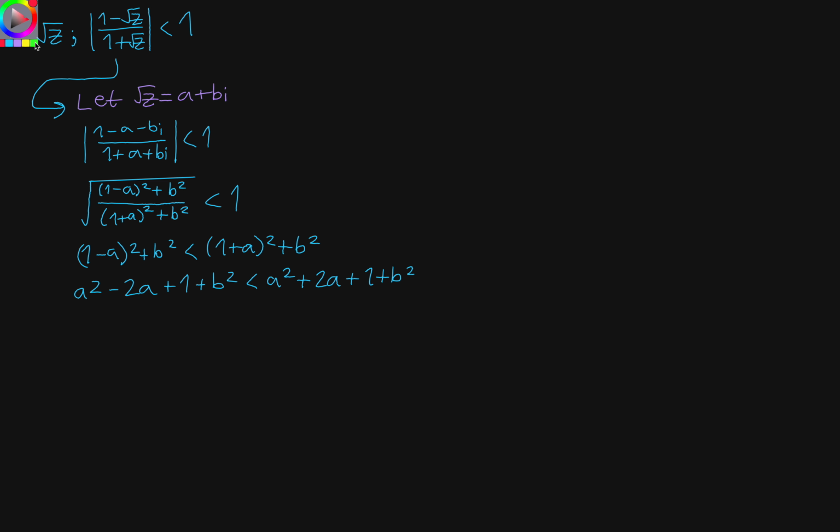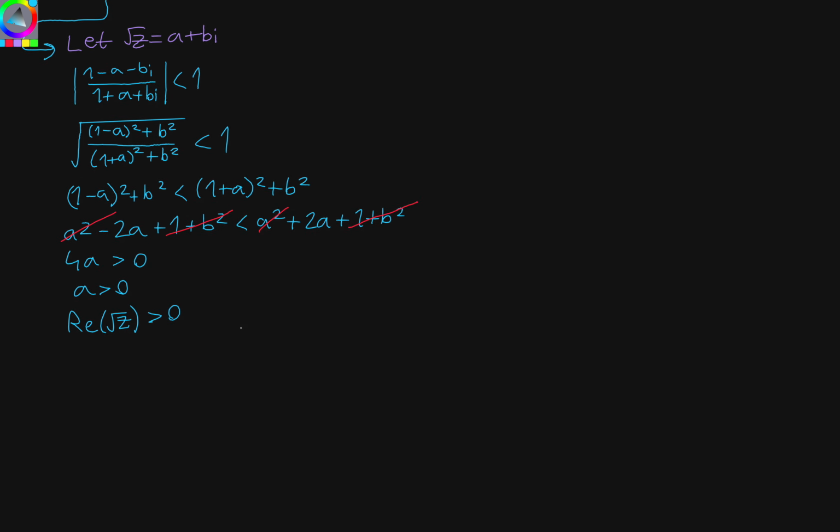Now we see here this stuff is going to cancel out. So we're just left with the minus 2a is less than 2a, which just basically we have 4a greater than 0, or just a is greater than 0, which we know is the real part of the square root of z. This has to be greater than 0.